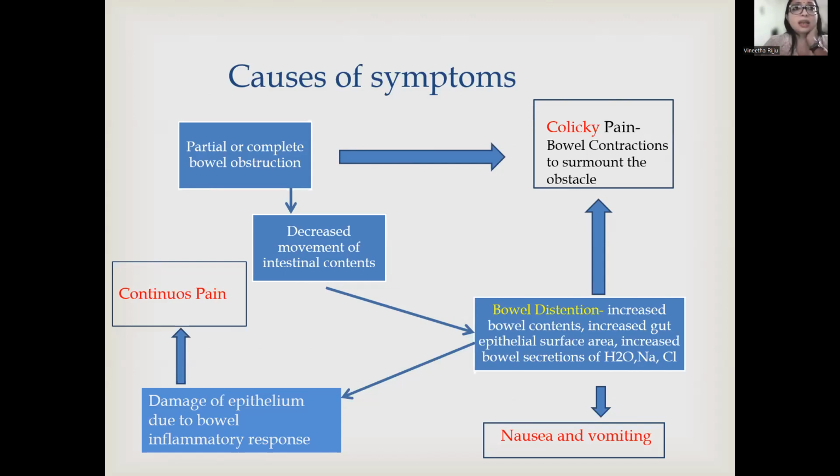Now, how are you going to make a diagnosis? Where is this obstruction? Now that you know this is an obstruction that you are looking at, how are you going to make a diagnosis as to, okay, this is an obstruction, probably in the small bowel or in the large bowel? Well, Dr. Jason says take an abdominal erect X-ray.